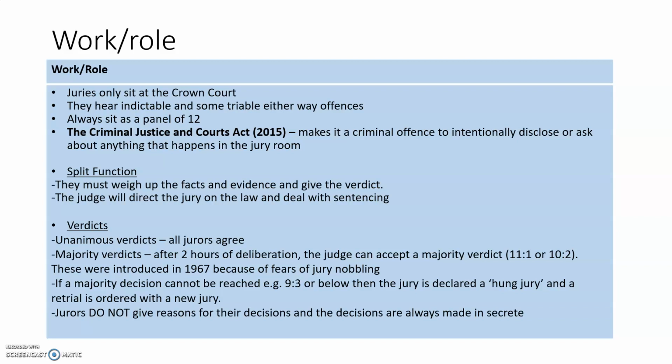Jurors also do not give reasons for their decisions, and their decisions, as we said, are always made in secret. They will be asked to elect a foreperson out of the 12, and that's the person that stands up at the end and reads out what the verdict was. The judge can't ask the reasons why they came to that verdict. All they can ask is how many people decided each way if it's a majority decision. So that's all the judge can ask.